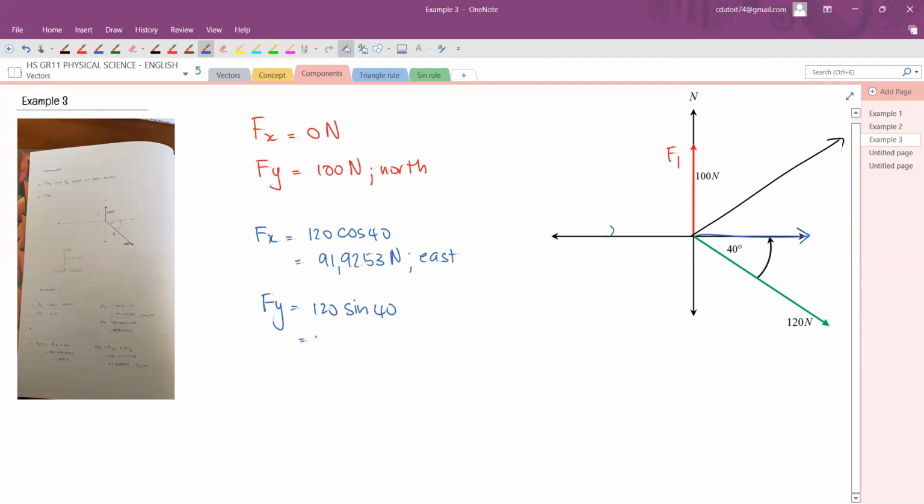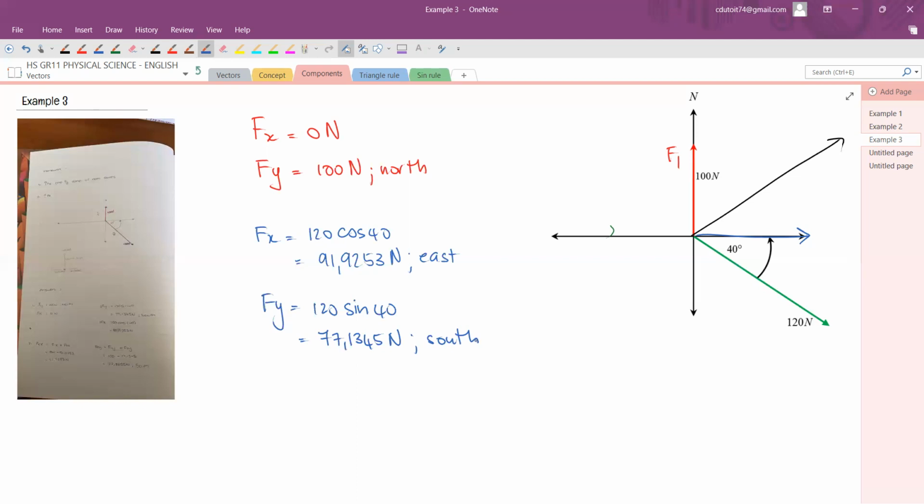What's that? I think you've got 77,1345. Yeah, it's safe to keep 4 decimals, and this is south. We're going to round off to 2 decimals only at the end.